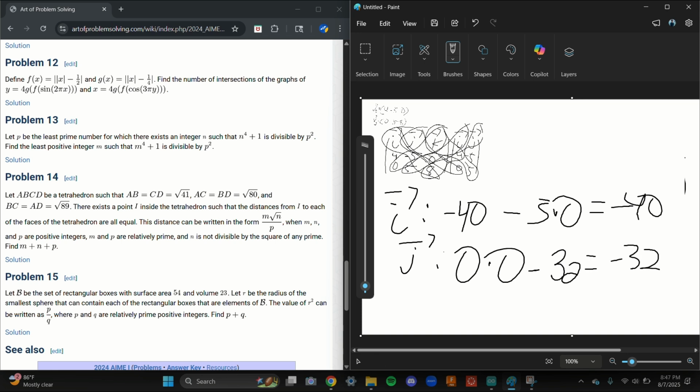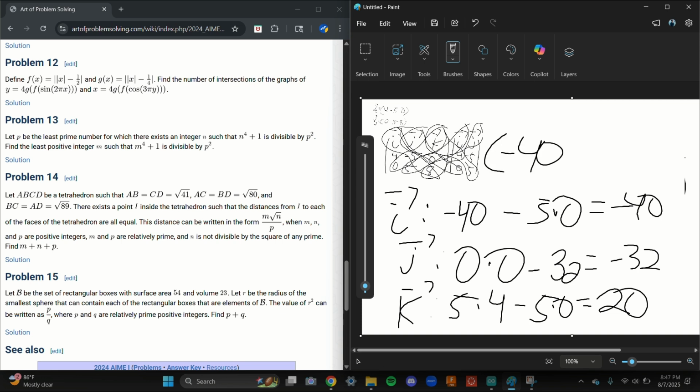And then K hat is just going to be 5 times 4 minus 5 times 0, which is 20. So the cross product of v1 and v2 is negative 40, negative 32, comma 20. So this is the cross product of the two vectors.